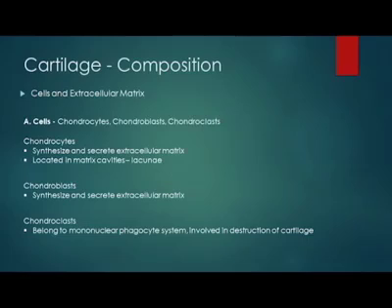What about chondroclast? They belong to the mononuclear phagocyte system and are involved in destruction of cartilage. In the case of bone, the osteoclast is a bone destroyer. In the case of cartilage, chondroclasts are cartilage destroyers.